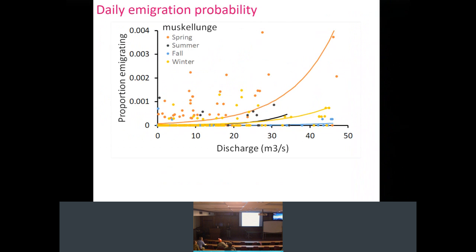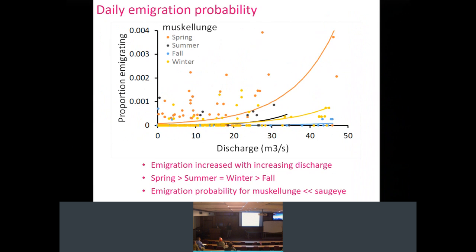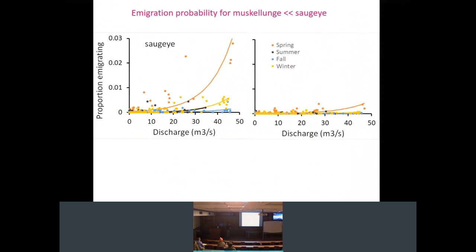So we did the same thing for muskellunge, and we got the same results. The two top models were discharge and season, and discharge, season, and their interaction. Qualitatively it's exactly the same as for sockeye. Emigration increased with increasing discharge. The seasons differed in the same order as they did with sockeye. But the emigration probability for muskellunge is much, much less than for sockeye. So if we put these on the same scale, you see sockeye on the left, muskellunge on the right.